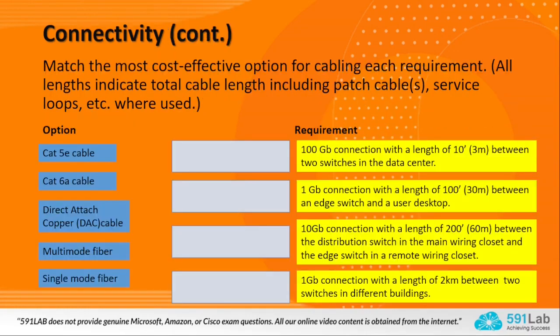Take a look at the next question under connectivity. Match the most cost-effective option for cabling each requirement. All lengths indicate total cable length, including patch cables, service loops, etc. that were used. Okay, there are 4 requirements, so we need to match the suitable cable option. The first requirement is a 100 GB connection with a length of 10 feet between 2 switches in the data center. Let me show you the use case here.